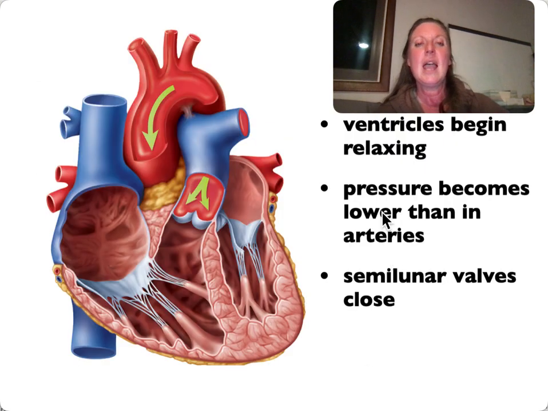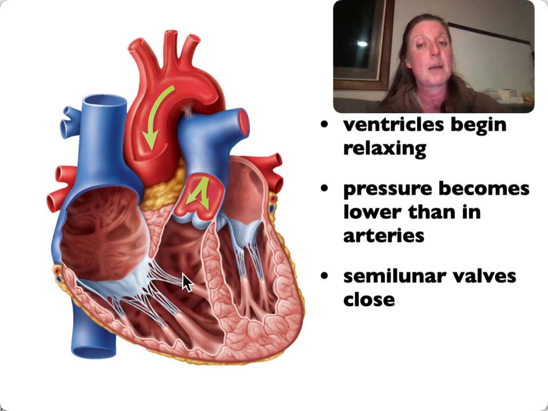Then the ventricles begin to relax. As the volume expands in the ventricles, the pressure decreases. It becomes lower than the pressure in the great arteries, and the blood wants to get back into the ventricles where there's plenty of space, but it can't because the semilunar valves slam closed.